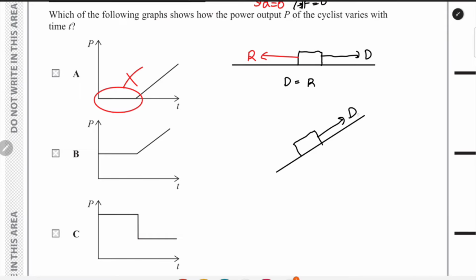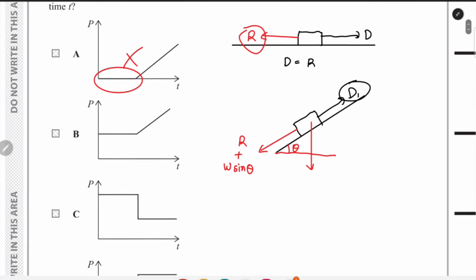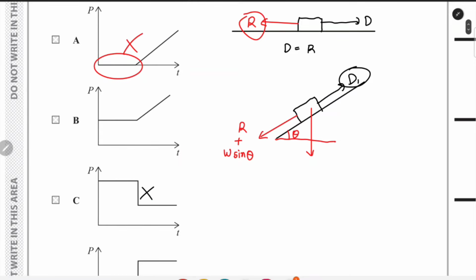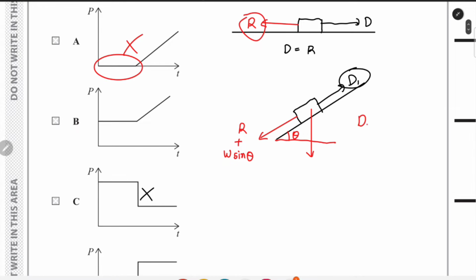This is the driving force now. Now the resistive force will be this R plus the component of weight down the slope. So if this was theta, this would be W sine theta. So D would be greater when they're on the ramp. So this option is out. So D1 equals R plus W sine theta.